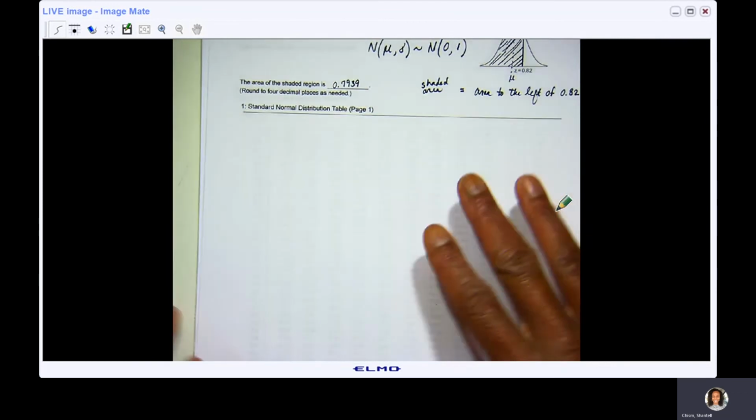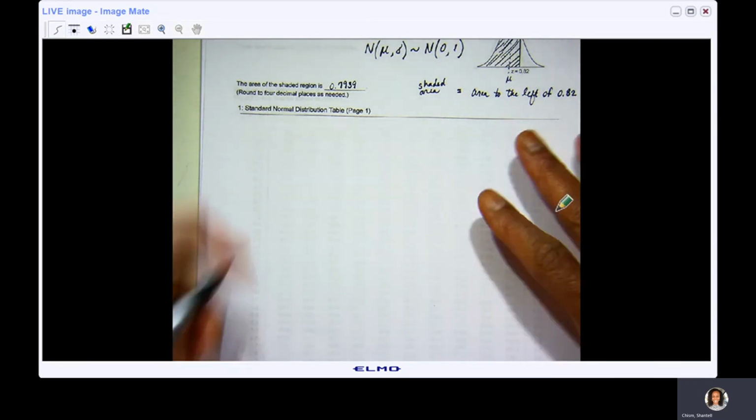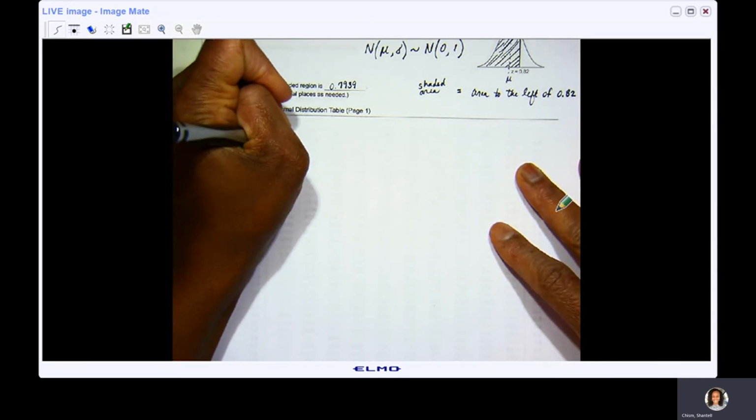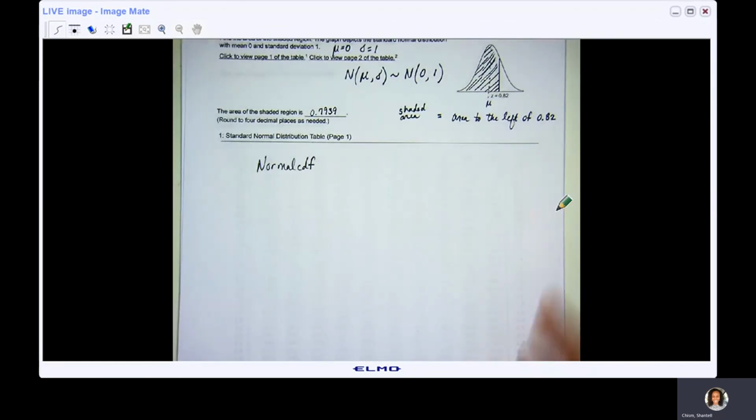Okay. Now, putting the table away, let me show you how you could use the calculator. Just like before we had binomPDF and binomCDF, shortcut keys for the binomial distribution, we have a shortcut key for the normal distribution, for any normal distribution. And it's called normalCDF.